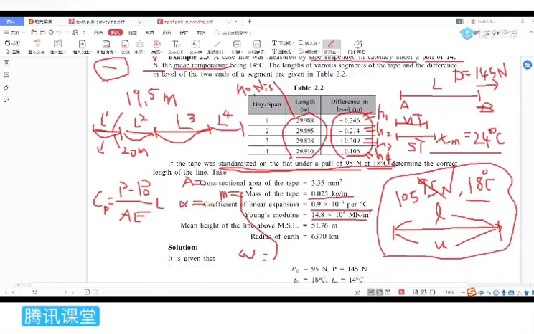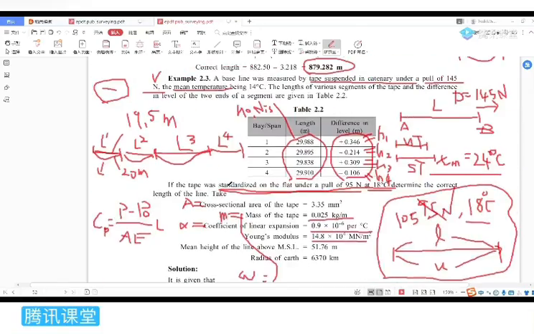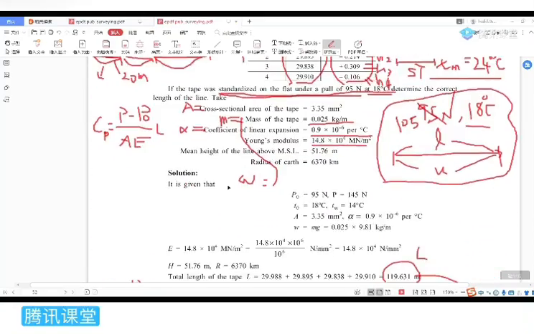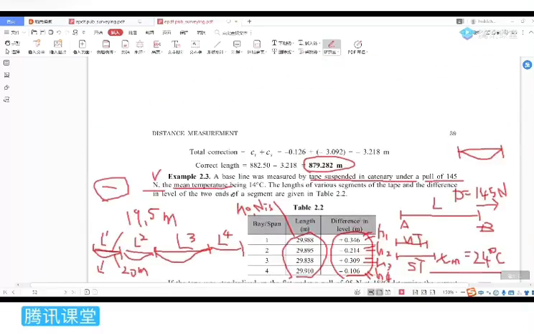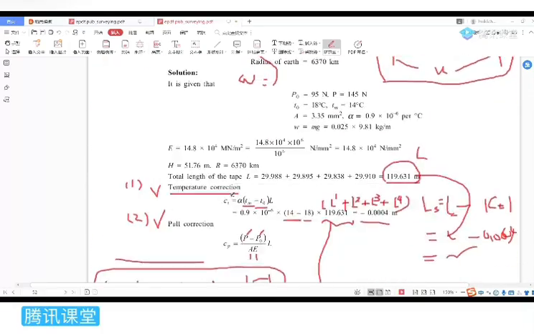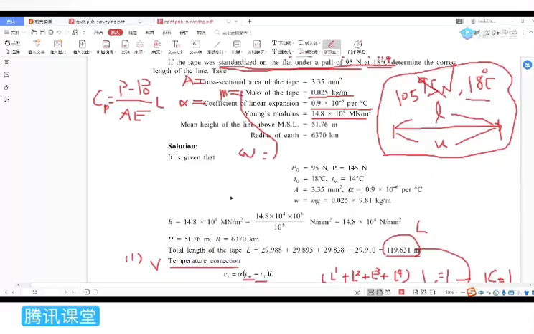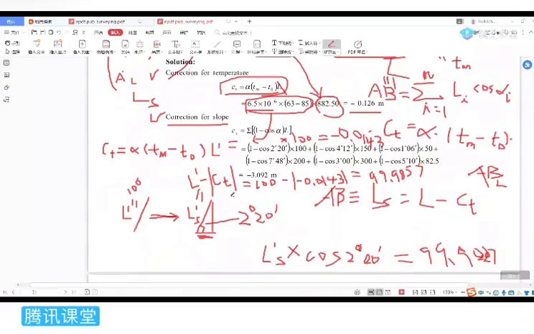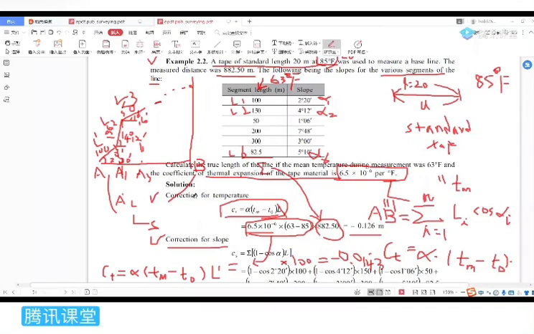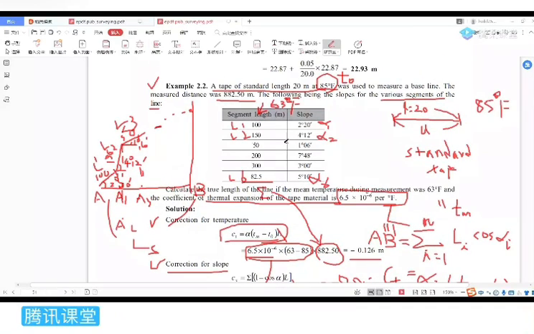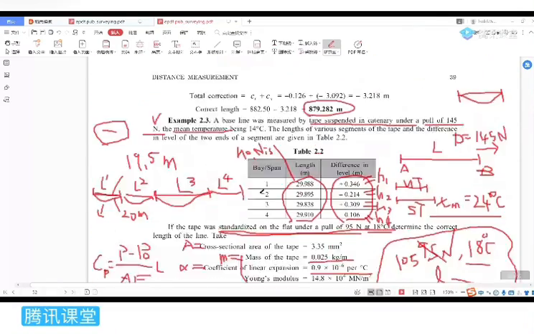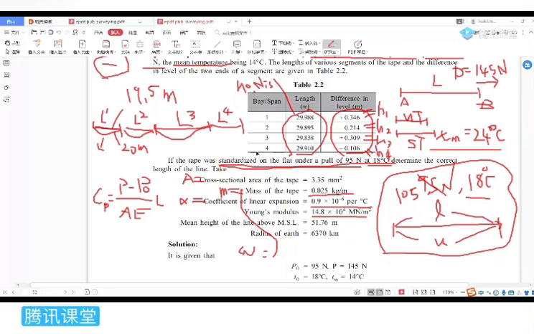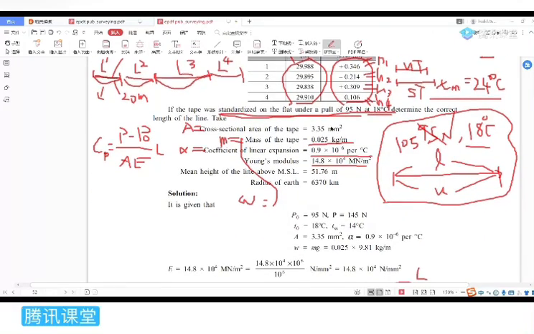Okay, so that's the whole story about doing a correction. And you might wonder if there is anything else. Yes, there is more than just temperature. Also we have the slope. In this example you also have to correct for the slope as well. You have a slope as well, which makes things much more complicated. But in this case, you also have to consider the slope. So you have some correction over here.